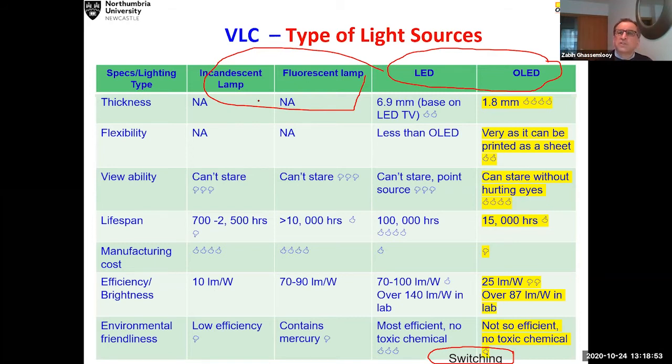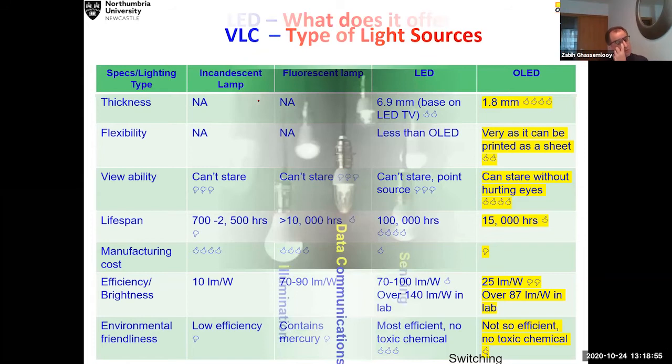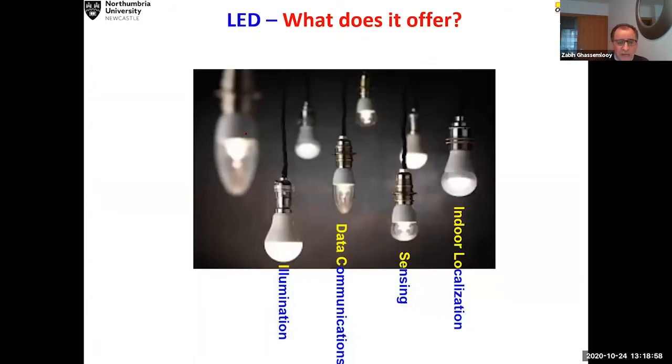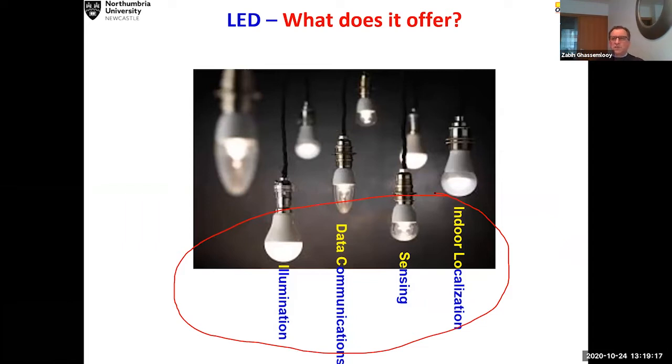So what can we do with this switching? This is what we can do. Of course, if we have a light, we must get illumination because we want to see. On top of illumination, you get data communication. On top of that, you get sensing. And on top of that, you get optical GPS. So therefore, you have one light source with 4 functionalities. Now you compare this with RF antenna and see how many functionalities RF antenna has. It's 1 functionality. This device has got 4 functionalities.